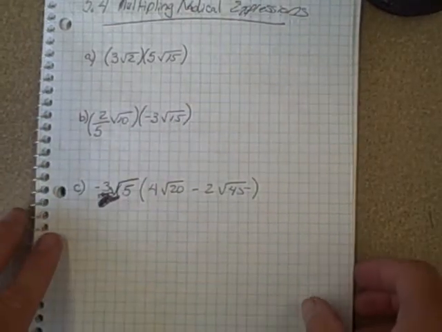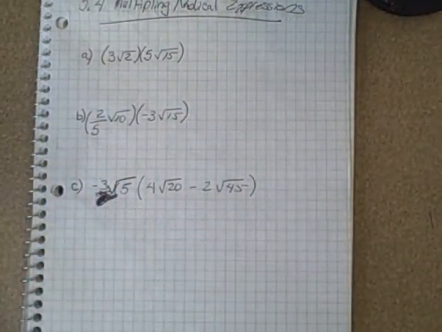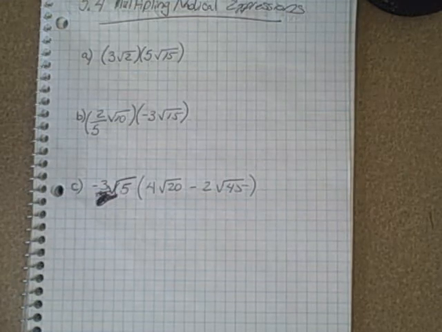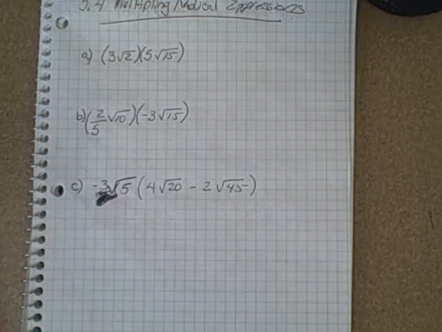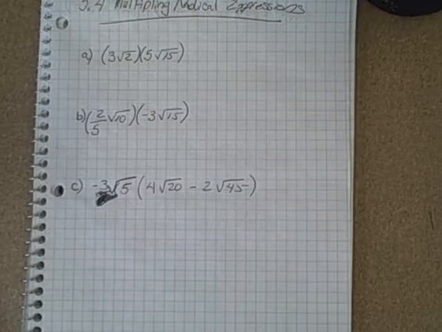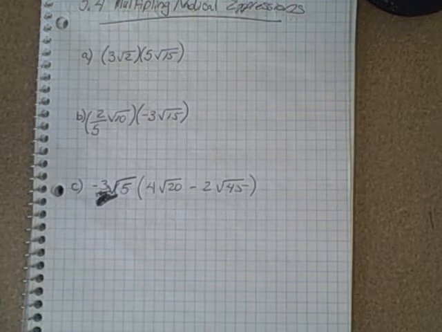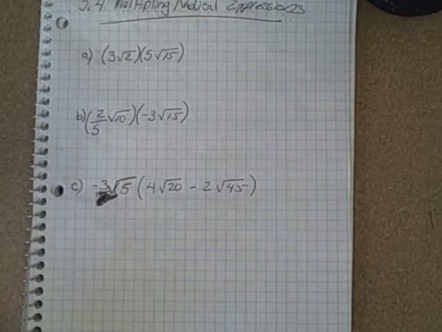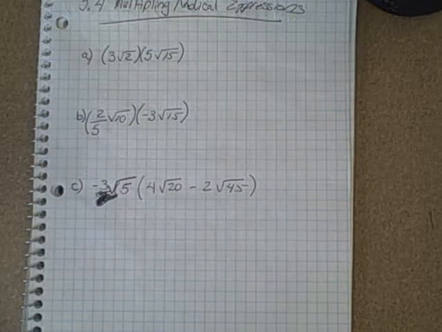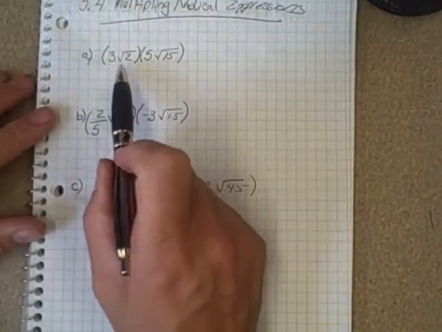Okay, this tutorial is going to get into still section 5.4, but we'll be looking at multiplying of radical expressions and a few examples of that. So first of all, when you multiply a radical expression, you multiply the radical parts together and you multiply the numeral parts together.